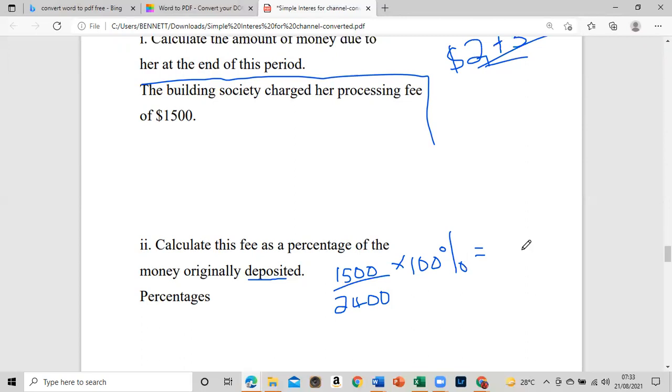So that is 6.25%. The processing fee as a percentage of the deposit. So after the deposit, awesome. A question then, make up sales.